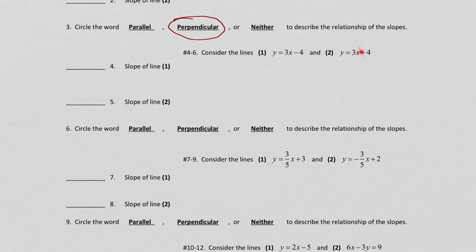These are also in the form y equals mx plus b already. So this slope is the number in front of the x, which is 3. This slope is the number in front of the x, which is also 3. These have the same slope, so they're parallel.